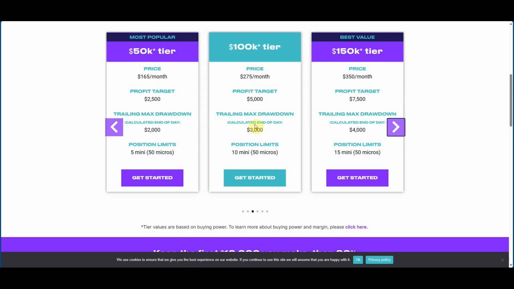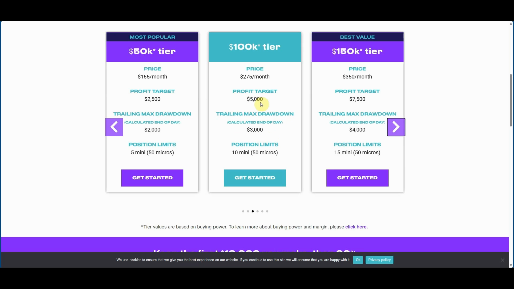Trailing max drawdown, the variance is a bit bigger. So you're looking at a 5% target again, but then the trailing max drawdown is a $2,000 difference, or 2% of the total account, compared to 1-to-1, like $1,000 versus $1,000 on the 10K. So you've got a bit more disparity coming in.